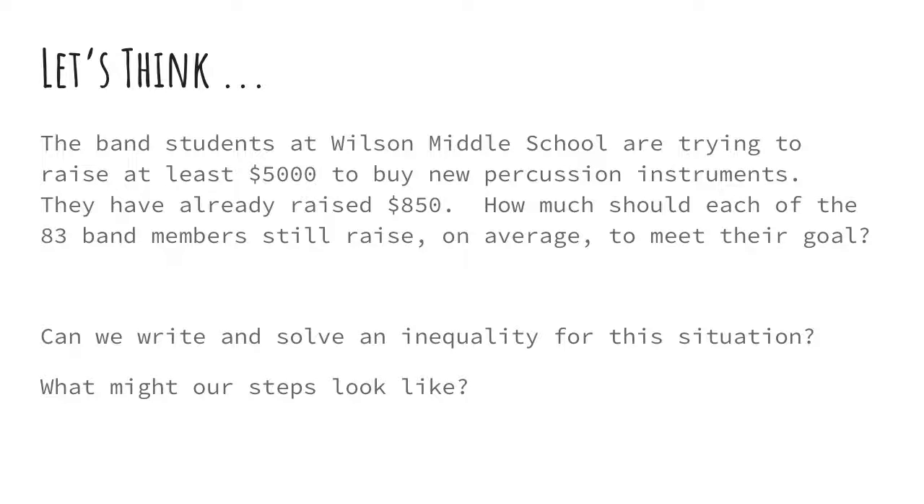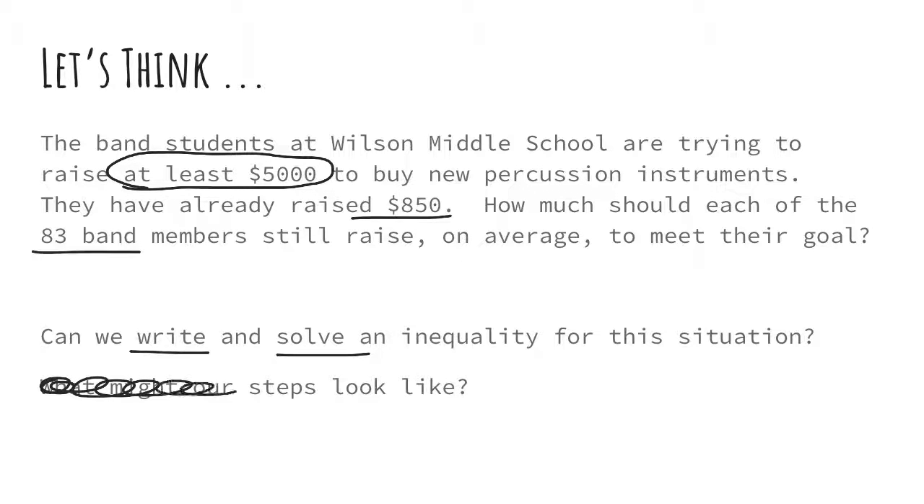So let's see if we can transfer what we can do with numbers in isolation to a story problem. It says the band students at Wilson Middle School are trying to raise at least $5,000 to buy new percussion instruments. They have already raised $850. How much should each of the 83 band members still raise on average to meet their goal? We want to write and solve an inequality for this situation. And we'll talk through the steps as we go.